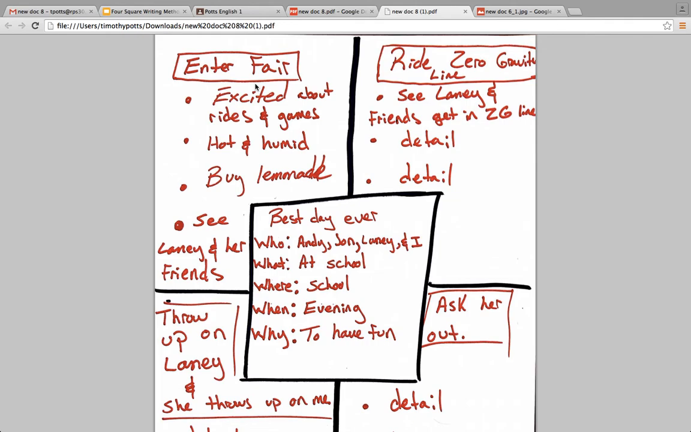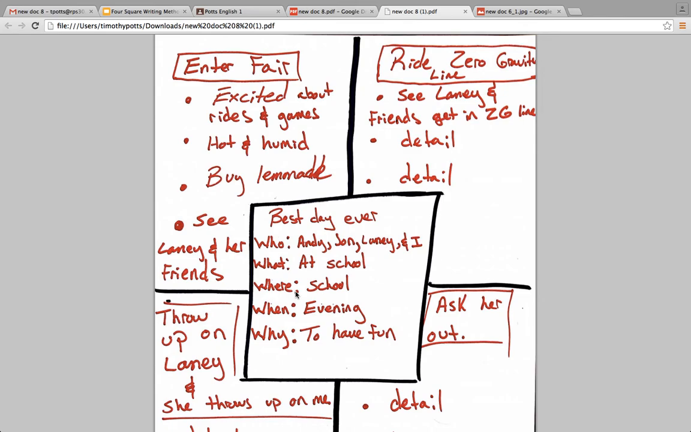What was going on before the event, before you entered the fair? Well, I was at school. Where were you before the event? I was at school. You could also put that you were driving to the fair. When was the event? It was in the evening. And why were you going to the event? To have fun. So really, if you look at this outline, it helps us understand the exposition, or the background knowledge of the event. And this first square will actually become our first paragraph in our narrative.